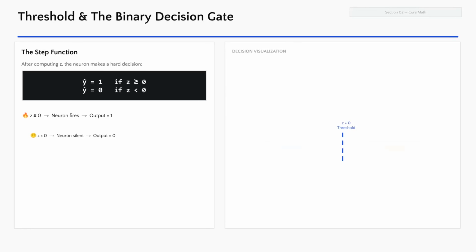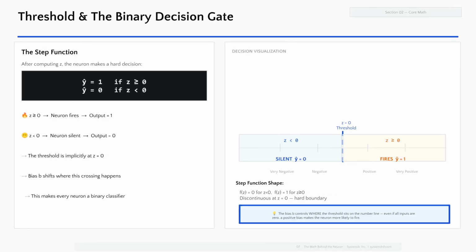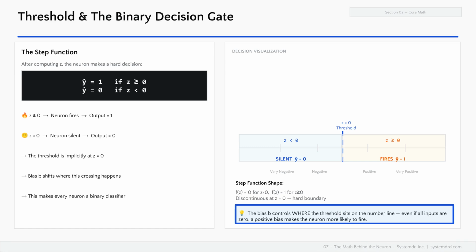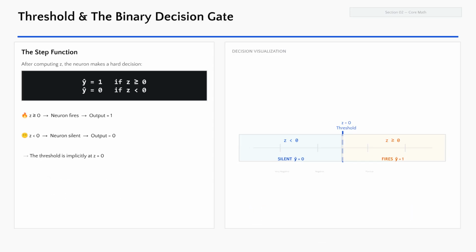The final step is the threshold, or activation function. If the score Z is 0 or positive, the output Y hat is 1, and the neuron fires. Otherwise, the output is 0. The bias B determines where this threshold sits on the number line, independently controlling the neuron sensitivity.